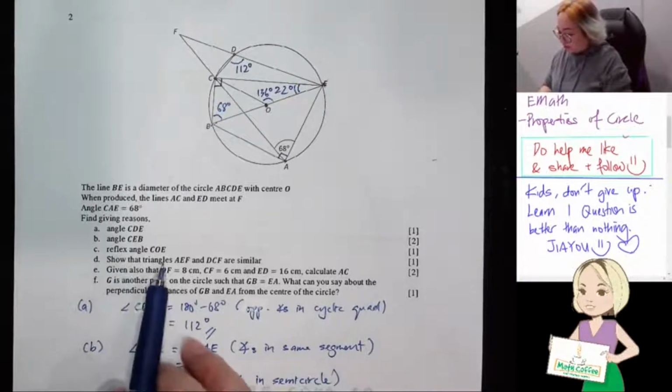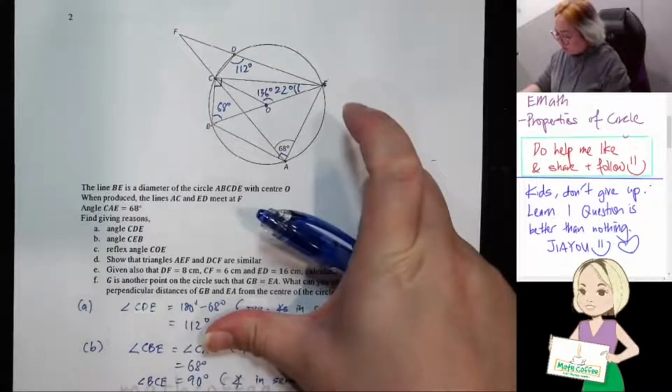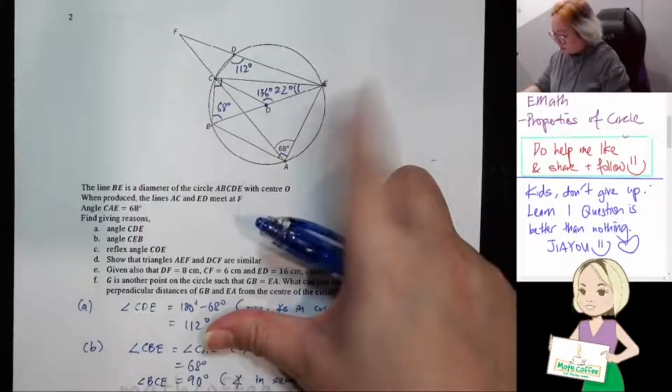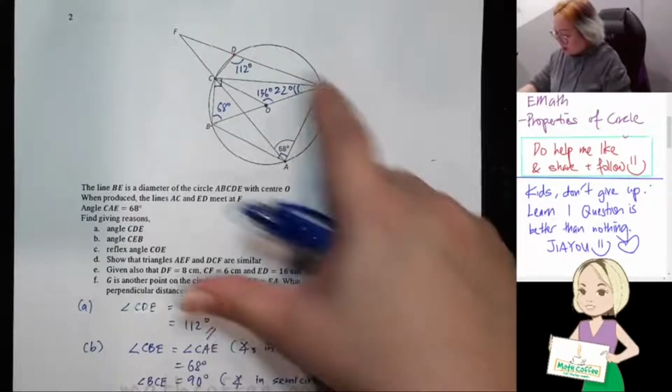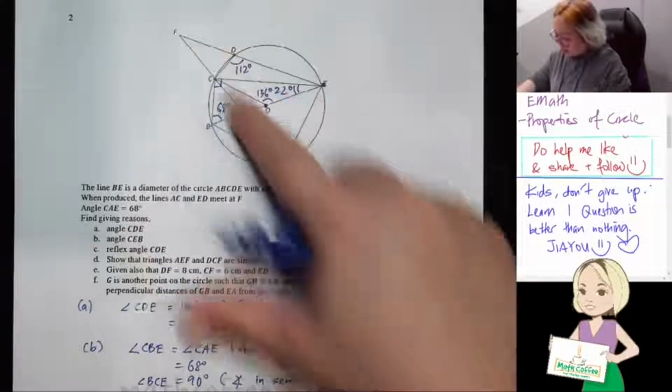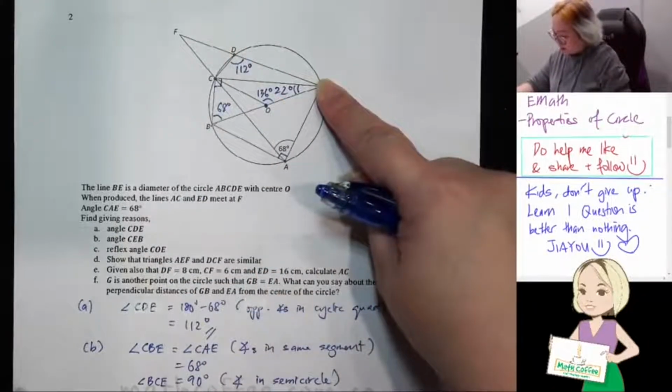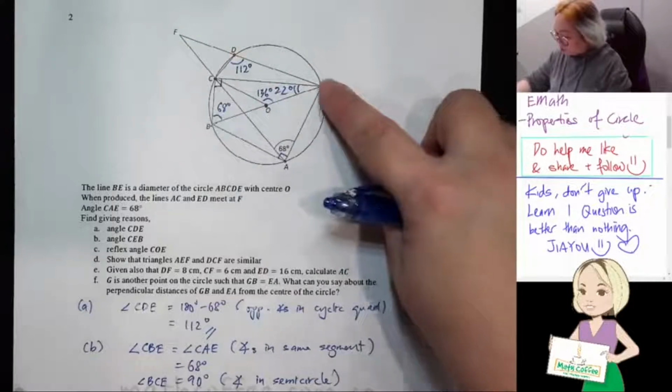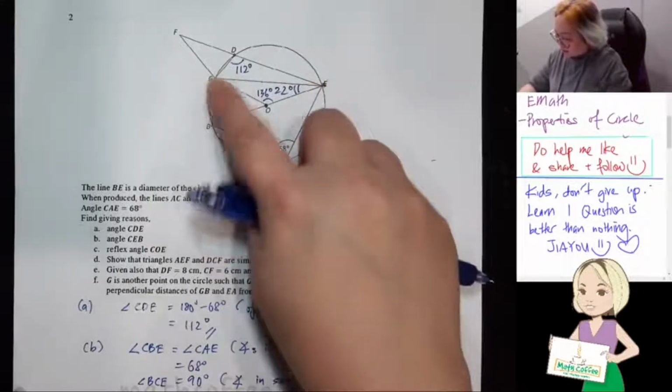So now they ask me to prove AEF. Let's see where's my AEF. So this is the big triangle and the small triangle is DCF. So they ask you to prove that they are similar.